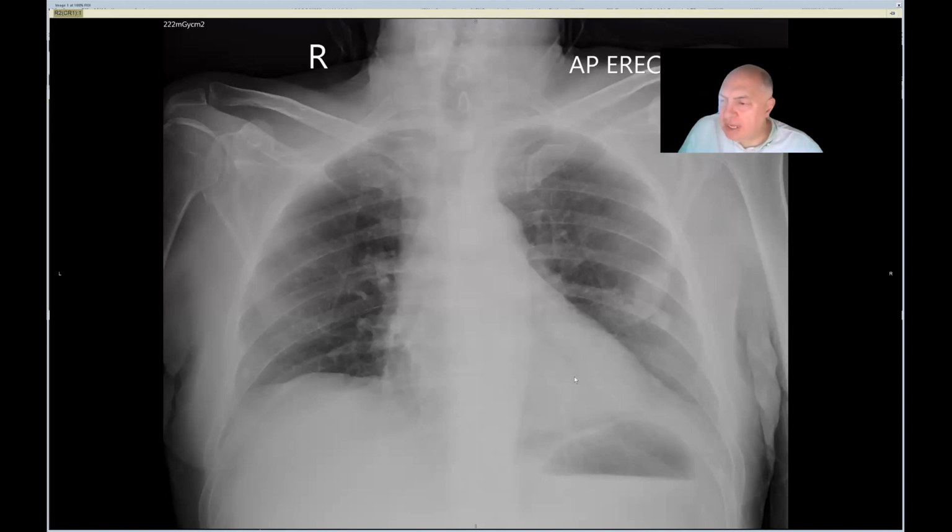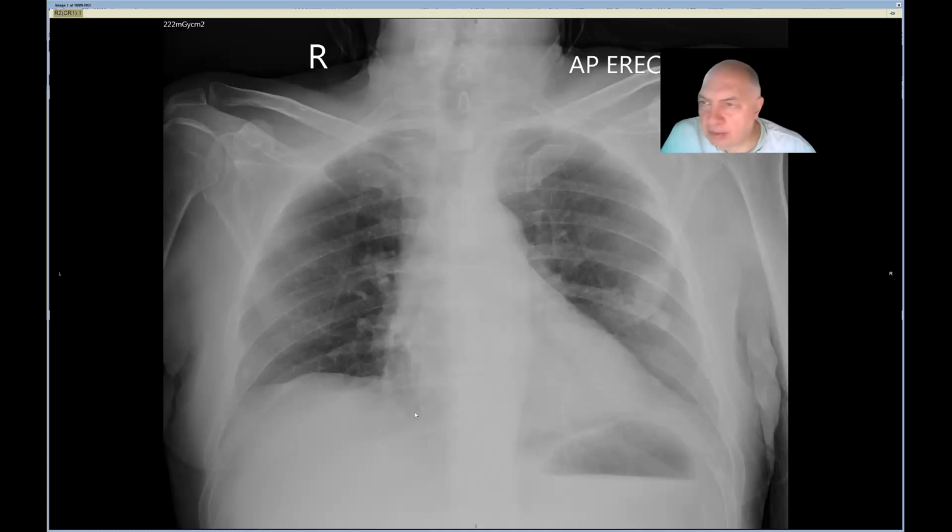So here on this X-ray, if we take a few minutes just to have a look and see, do you see anything abnormal on this? You could pause the video.